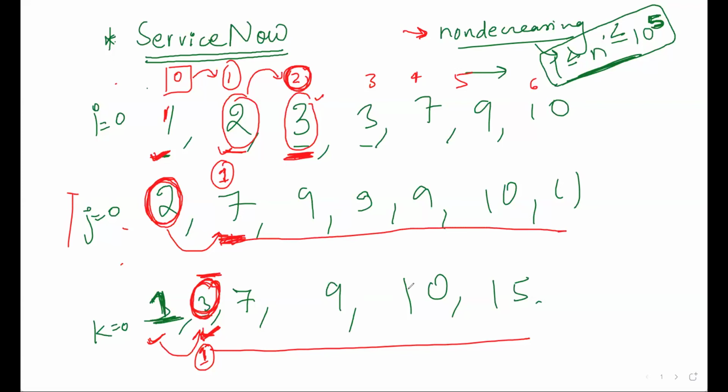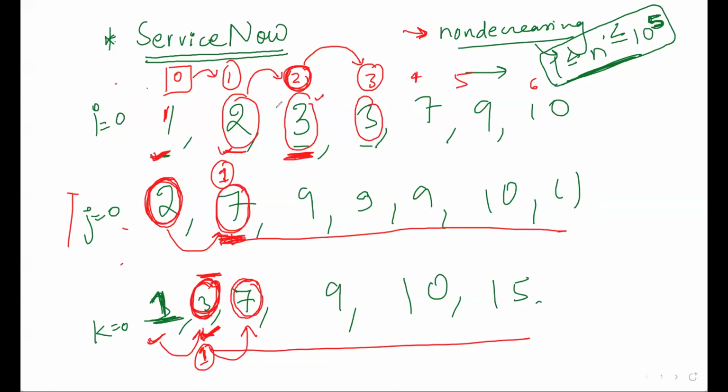Since 3 is not present, I cannot print 3. Since I cannot print 3, I need to update the indexes in the corresponding arrays. So index I is updated, and index K is also updated. Now what happens? The element at index K is 7 now. The element at index I is 3 now. And the element at index J is 7 now.